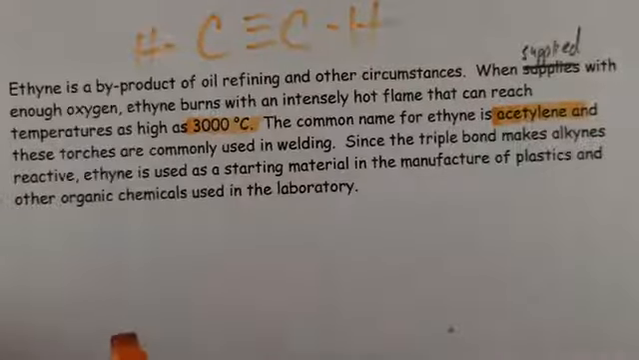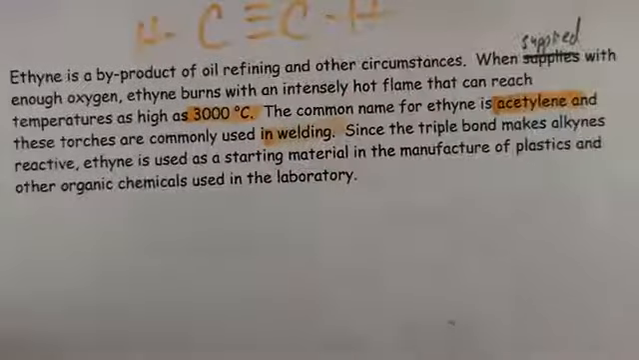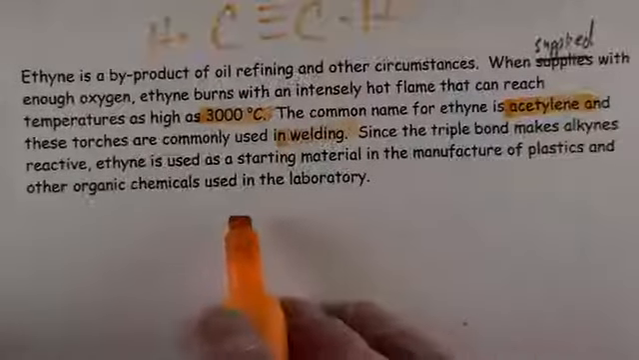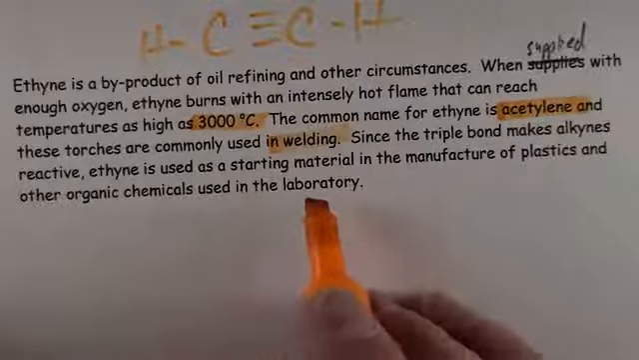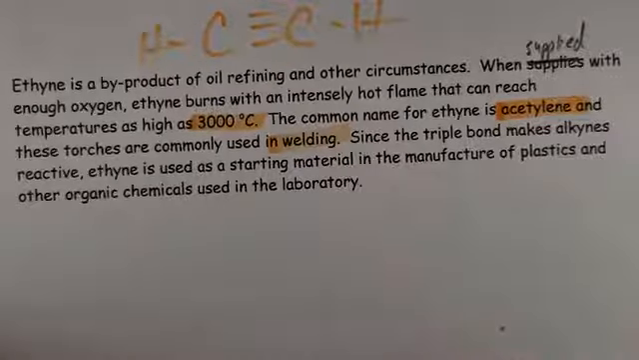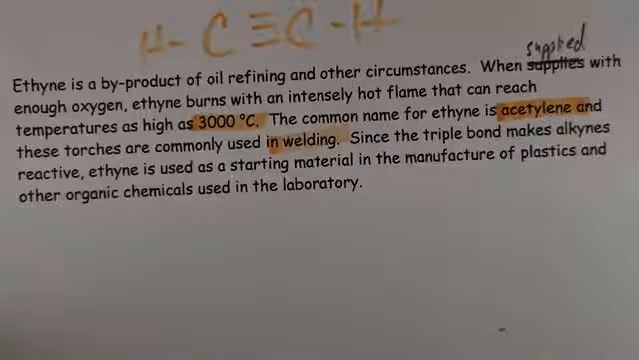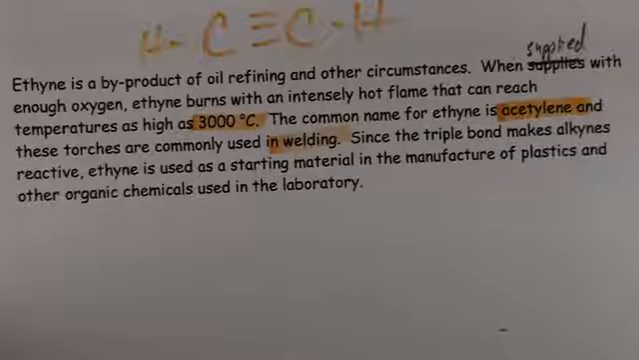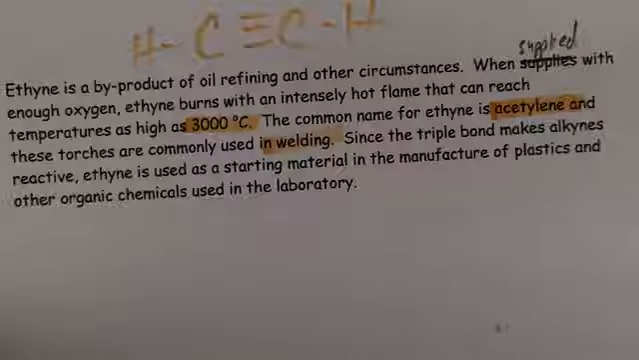You have heard of acetylene torches, likely used in welding. Since the triple bond makes alkynes reactive, ethyne is used as a starting material in the manufacture of plastics and other organic chemicals used in the lab. So you should be able to do the assignment, which just simply deals with naming and formula writing of alkynes, so you should have no problems with that.